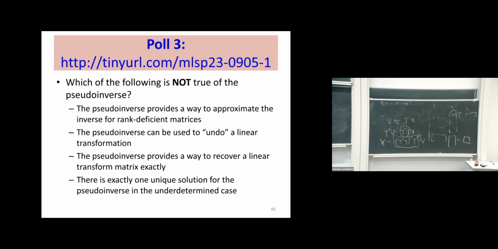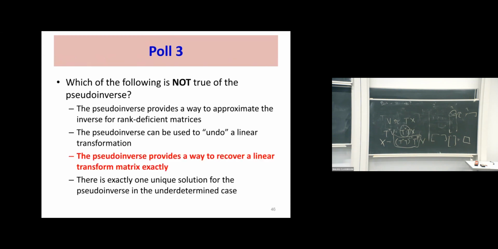So I'm playing word games. So anyway, the third one, is that true? Third is false, right? You cannot exactly recover, you can kind of recover. There's only one unique solution for the underdetermined case. Is that true? Yeah. False, right? For the underdetermined case, it has to be many solutions, right? So this is the only thing that's not true.